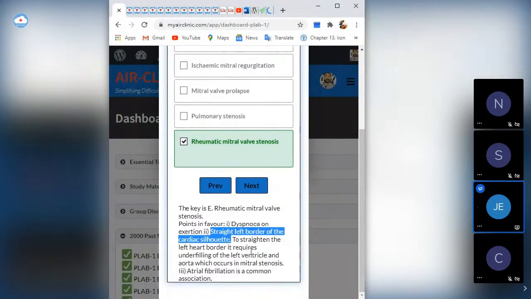All right? Because obviously you're closing that portal, you're obstructing it. So when you're overusing something, it will get large, when you need more force to overcome pressure at the mitral opening. Atrial fibrillation is a common association.